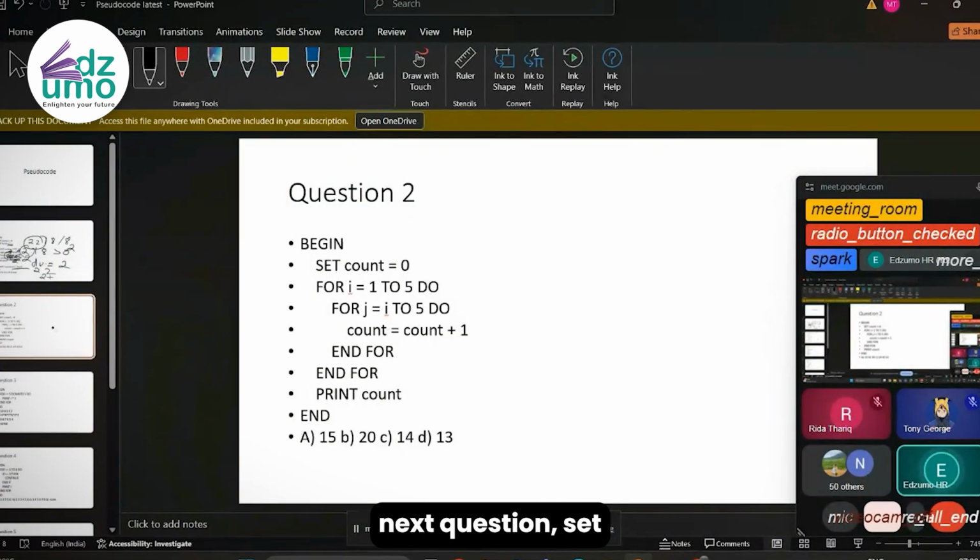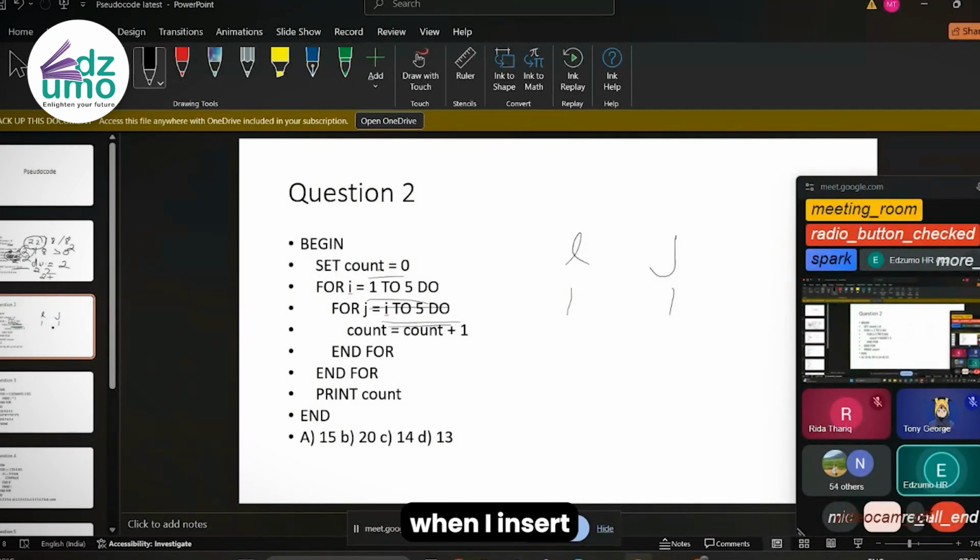So next question: set count equal to 0, I equal to 1 to 5 do, j equal to I to 5 do. Remember, there are two loops, outer loop and inner loop. First, I is initialized to 1. Then j starts, initialized from I to 5. So when I equals 1, we have to see how j is going to get operated.